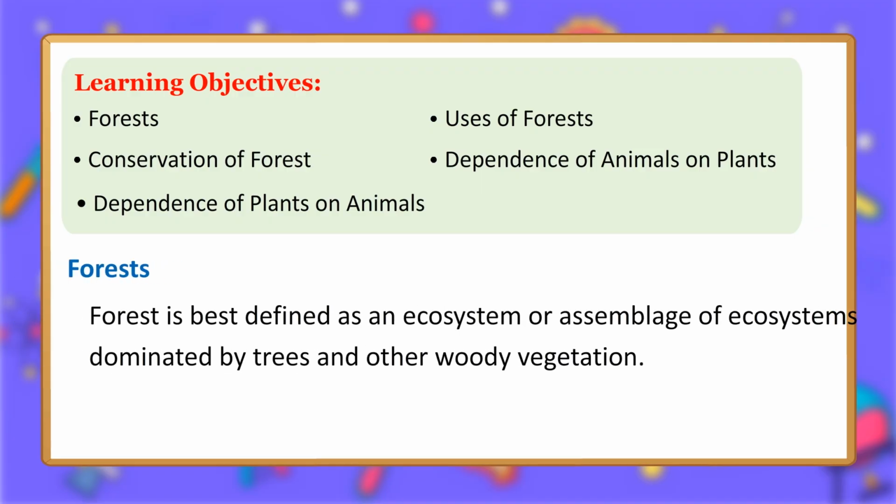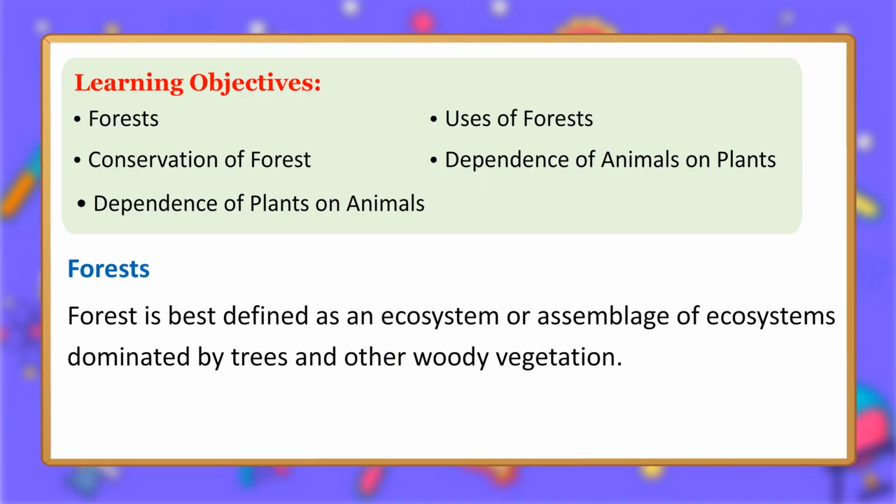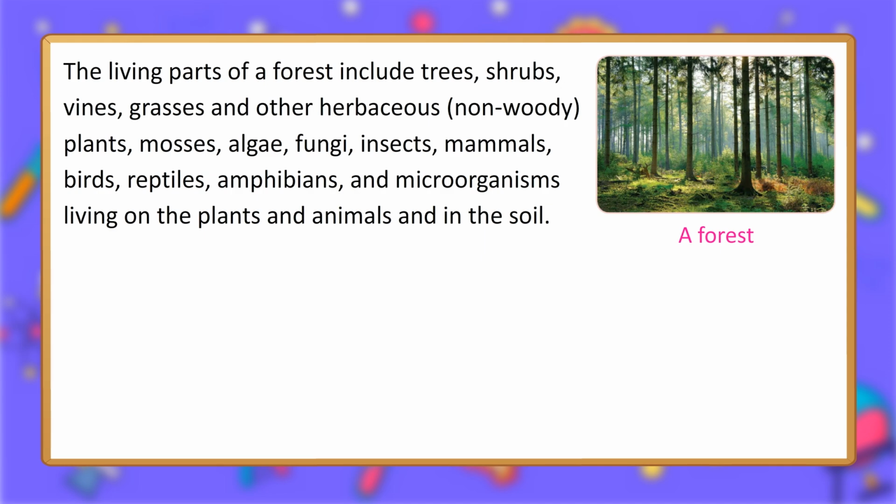Forests. Forest is best defined as an ecosystem or assemblage of ecosystems dominated by trees and other woody vegetation. The living parts of a forest include trees, shrubs, vines, grasses and other herbaceous, non-woody plants, mosses, algae, fungi, insects, mammals, birds, reptiles, amphibians, and microorganisms living on the plants and animals and in the soil.